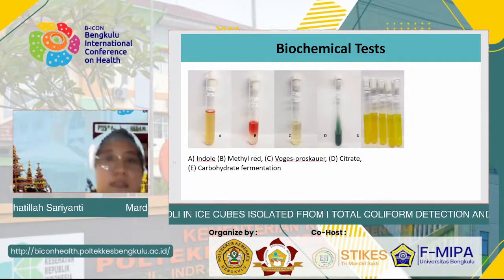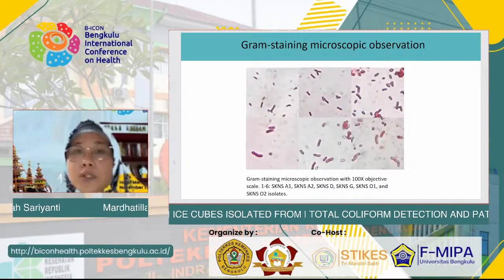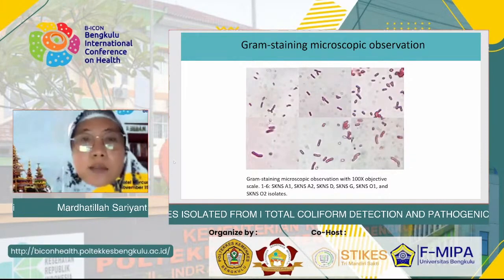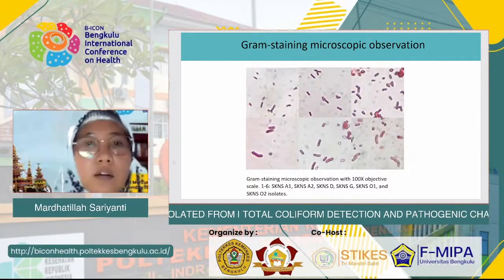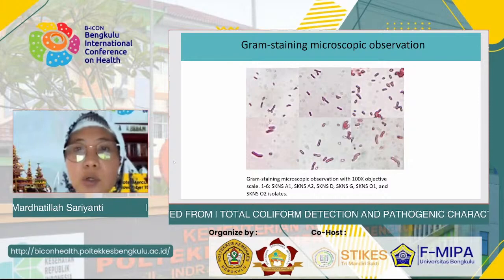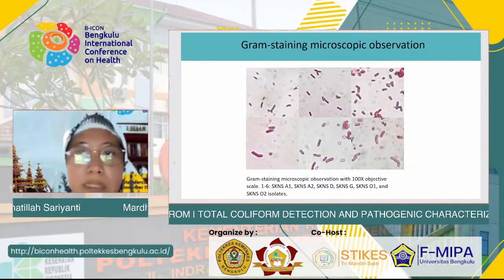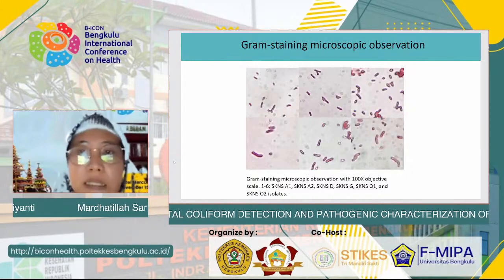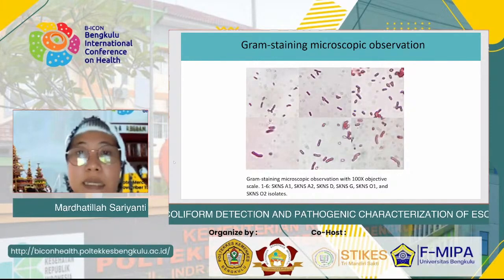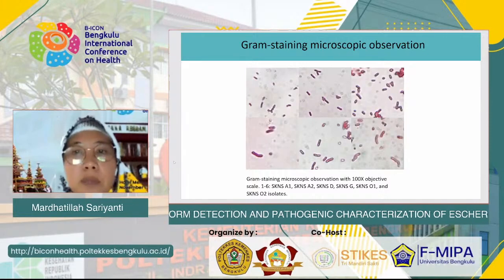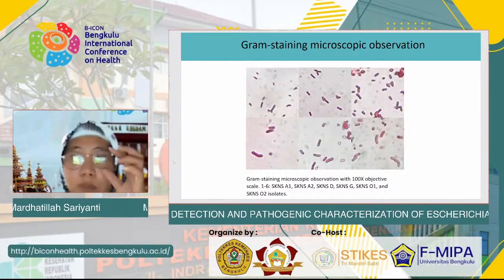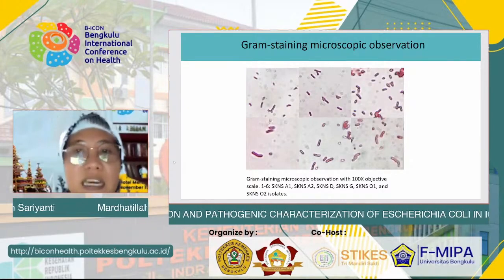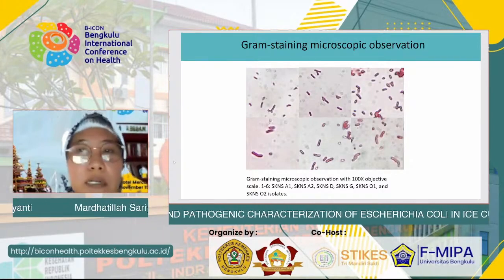Next slide. We also identified the bacteria microscopically. So 6 isolates suspected as E. coli were positive on EMB media with green metallic colored colonies and were identified microscopically by gram staining, and the results show the bacteria had bacilli shapes with red color.